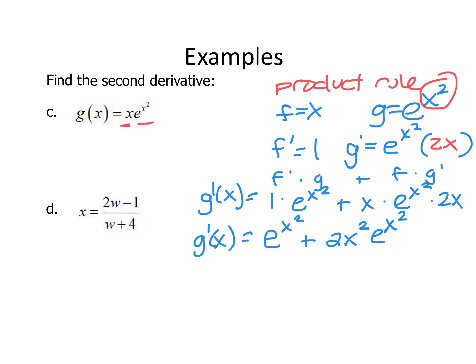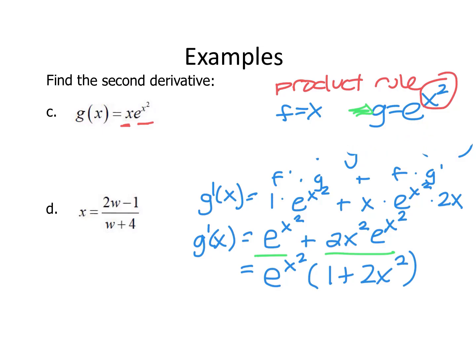Now I need to take the derivative of that again. And looking at my functions that I've got here, I know how to take the derivative of this because I did that right up there. Taking the derivative of this, I'm going to have to use the product rule. To make things a little bit simpler, so I only have to think about doing one differentiation process, I might factor out that e to the x squared. And when I do that, I have e to the x squared times 1 plus 2x squared.